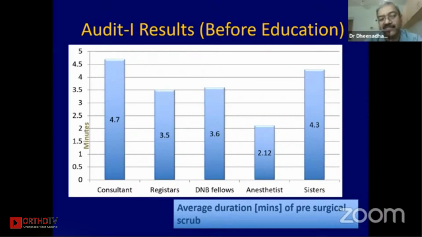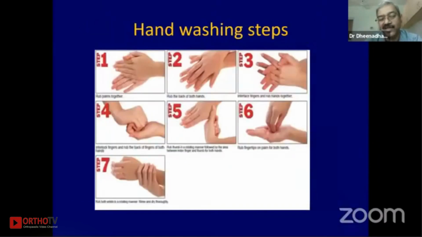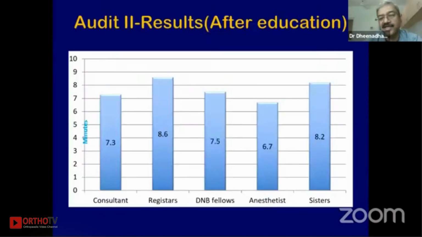On the contrary, when we said that we were going to supervise, and we educated everybody about the steps in the hand scrub and pasted them everywhere, and then we did the study, you can see the dramatic improvement after education. Consultants scrubbed for a longer time and everybody went beyond 6 minutes. None of them were below 6 minutes.